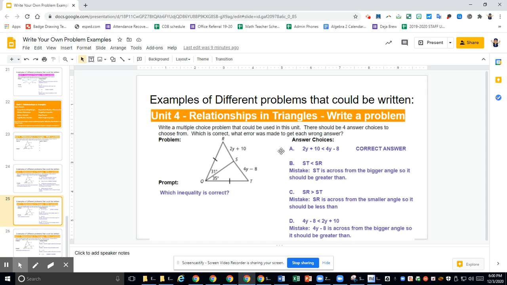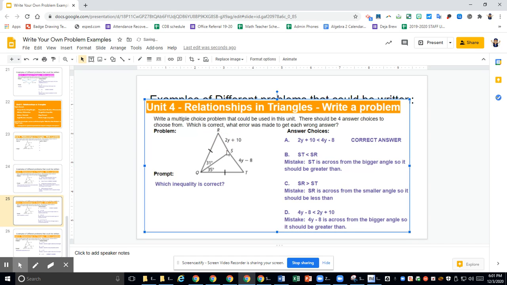Okay, here, which inequality is correct? So here, they're not having to solve the inequality, they're just having to set them up, right? So 2y plus 10 is less than 4y minus 8, because the 2y plus 10 is across from the smaller angle, so it has to be less than. So this is my correct answer. ST is less than SR. Well, no, we just said this one is less than, right? So this one can't be less than. SR is greater than ST. SR, we just said again, this one's my smaller one, so SR can't be greater.